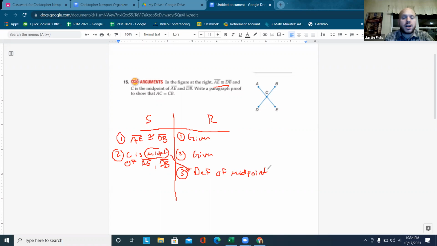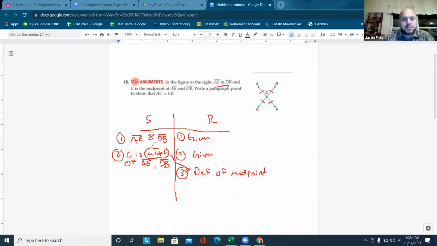And you should know the definition of midpoint because it's been in a previous section. The definition of midpoint is that the two segments on either side are congruent. So AC is congruent to CE, and also DC is congruent to CB. Now I can use one hash mark for each because I already know that the segments are congruent.